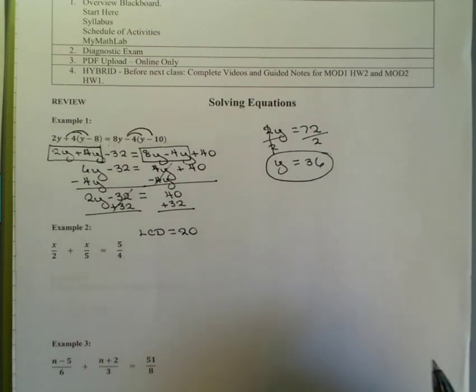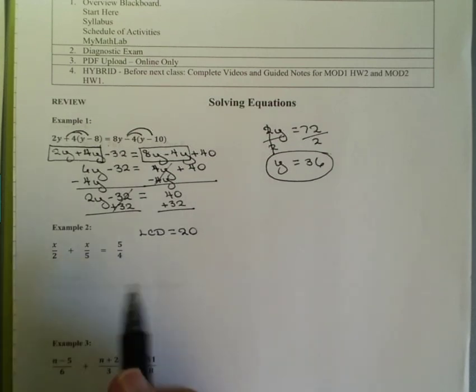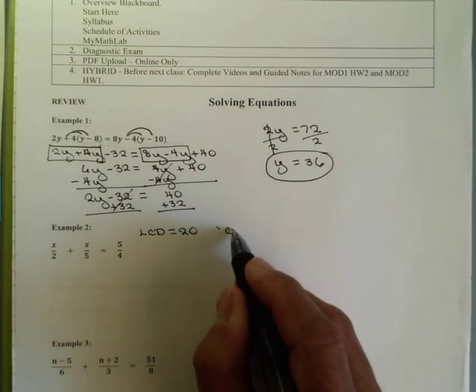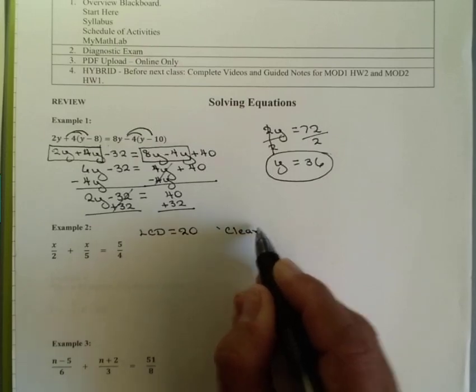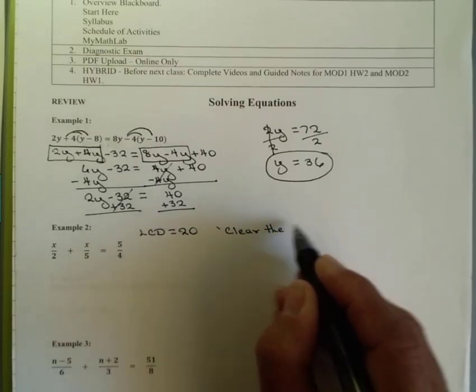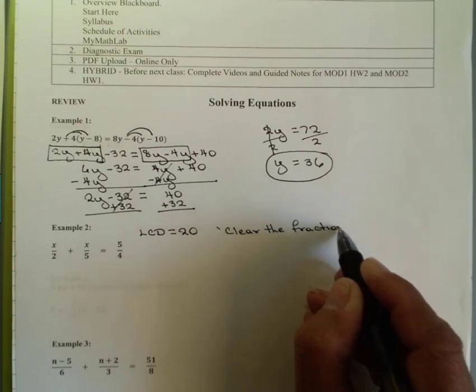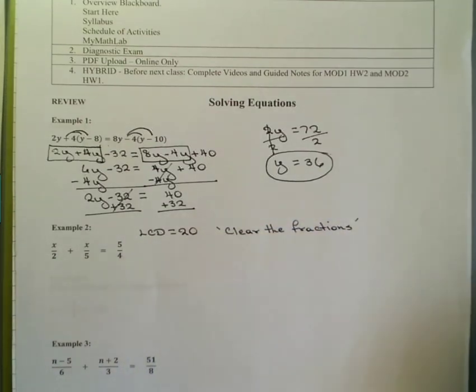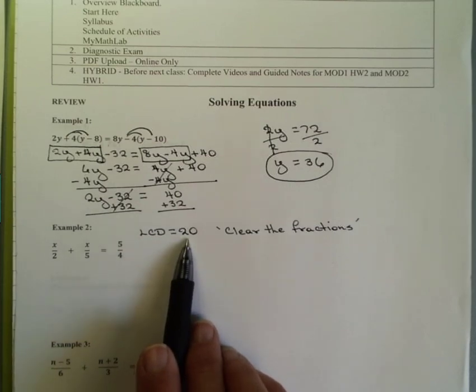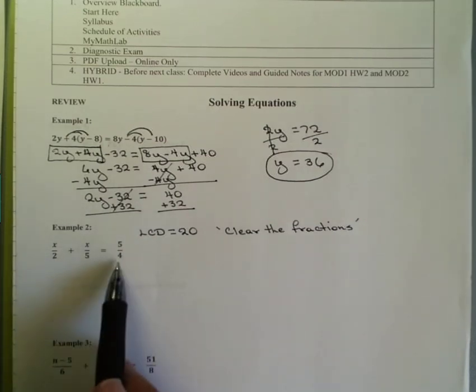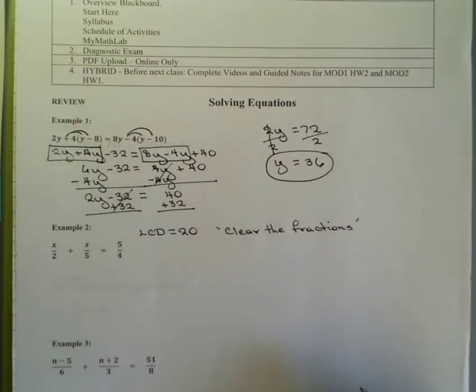So what do I do with it? Well, I want to clear the fractions. And this is the first thing. You're going to hear me say it a lot. Every time you have an equation with fractions, your first step is always clear the fractions. Wouldn't you rather have to solve an equation that didn't have any fractions in it? That's why your first step is to get rid of the fractions. How do you do it? You find the least common denominator and you multiply every term in the equation times that number.